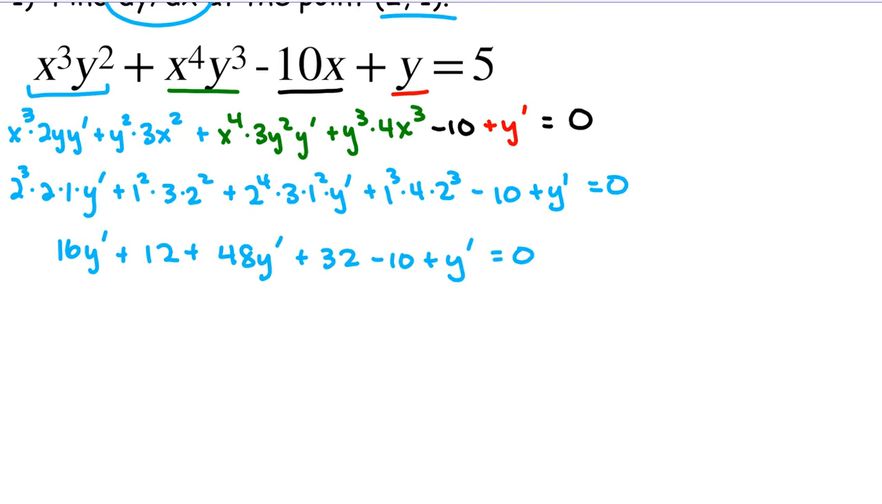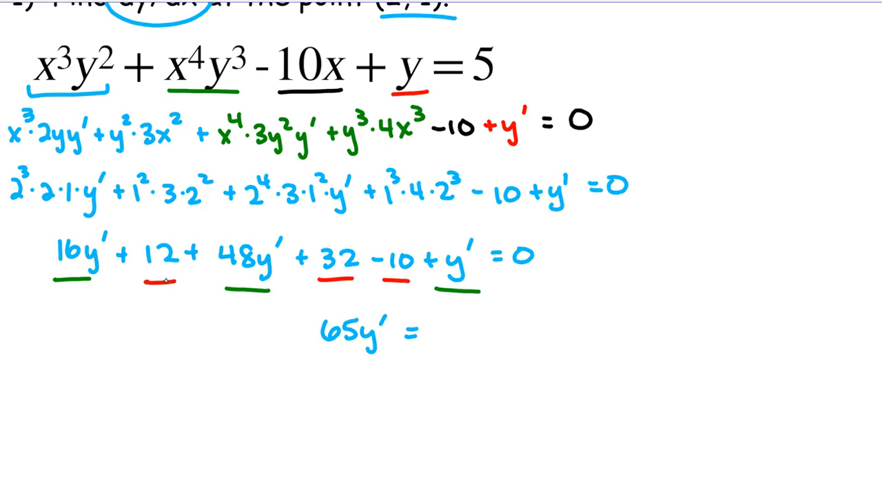Okay, let's combine our y prime terms. We have 16 and 48, which is 64, and 1, which is 65. So 65y prime. And then I'm going to add 10 to the other side, subtract 32 from the other side, and subtract 12 from the other side. So let's see what would that be.